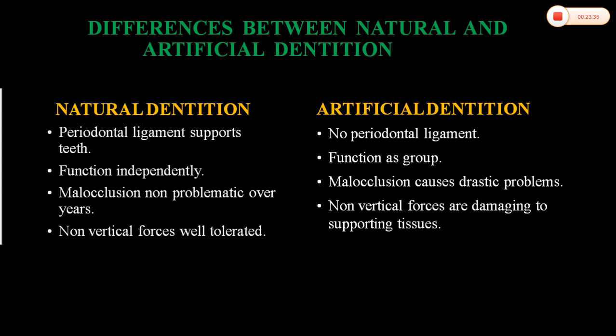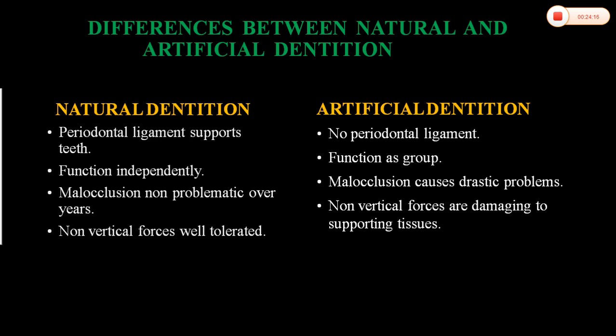So let's see the difference between natural dentition and artificial dentition. Periodontal ligament supports each tooth. Each tooth will be supported by the periodontal ligament, which acts like a cushion. In artificial dentition, there is no periodontal ligament, so whatever load is applied onto the denture will be transmitted to the underlying tissues. Each natural tooth will function independently, whereas in artificial dentition, all teeth function as a group.